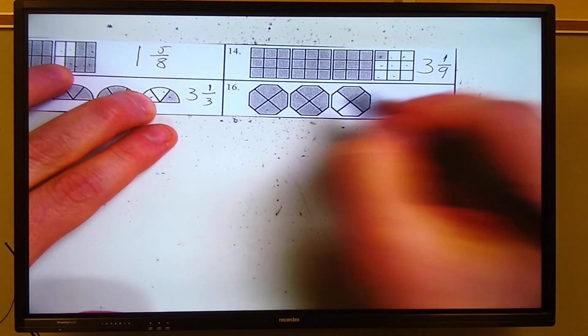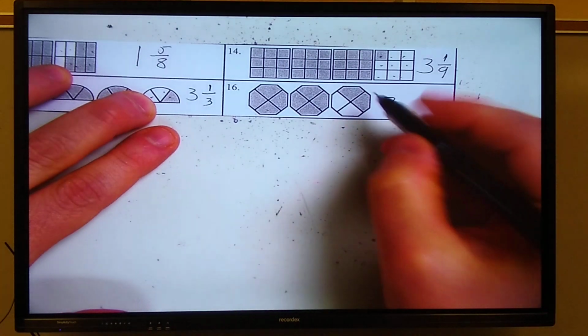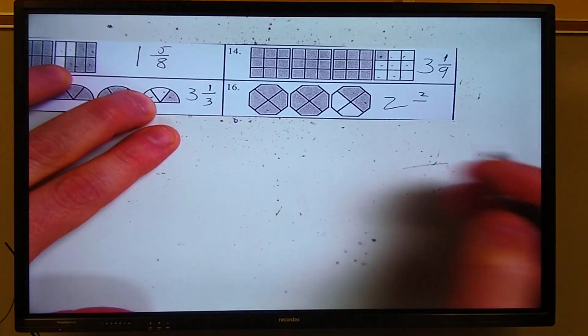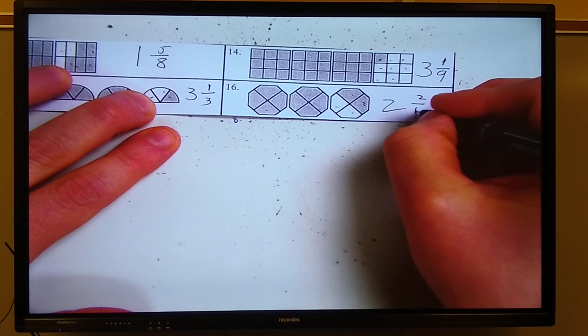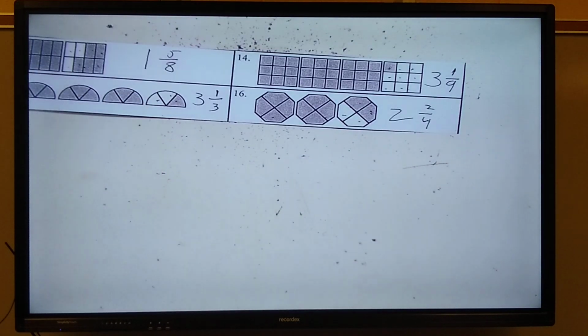Number 4. 1, 2. 1, 2, 3, 4. 2 and 2/4. And the truth shall set you free.